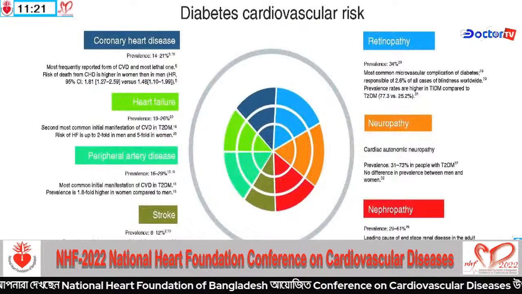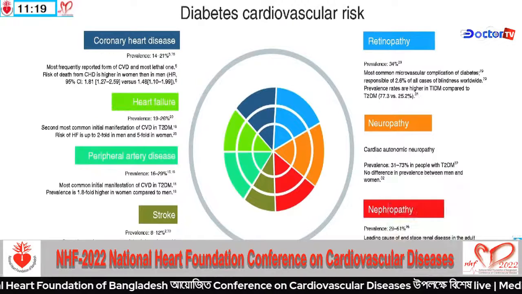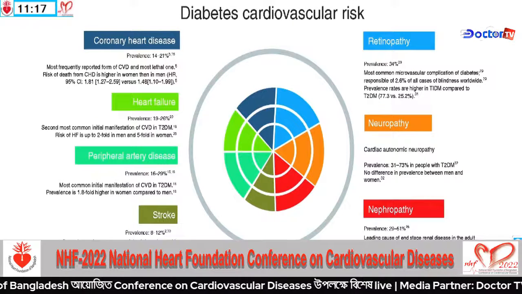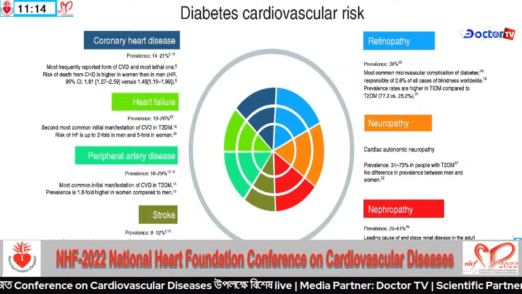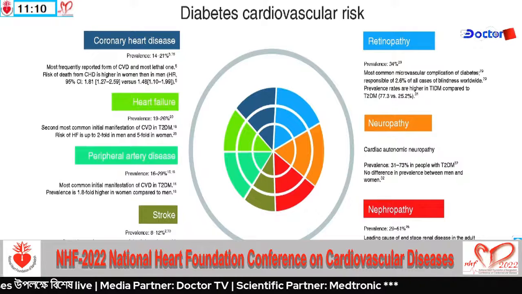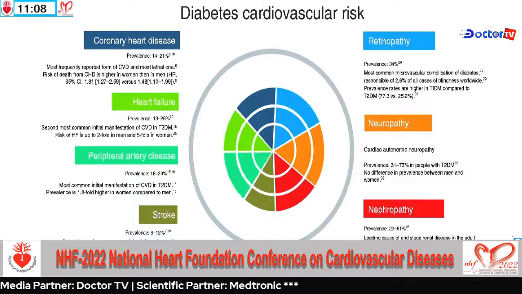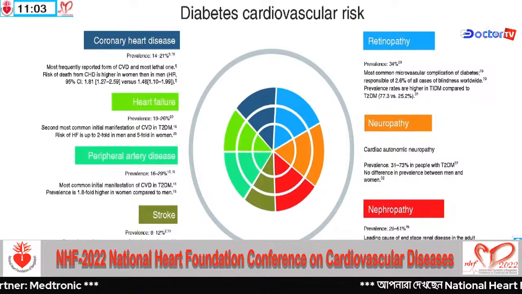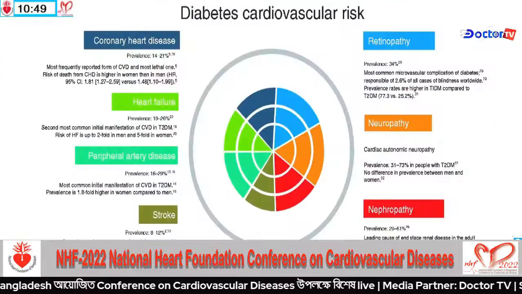Many of the diabetic population carry a lot of risks from a cardiovascular point of view. Regarding cardiovascular risks, coronary heart disease is the major issue and the major cause of death in the diabetic population. Among diabetic people, around 21% have a risk of heart failure along with it. Unfortunately, our women are more vulnerable than men, carrying 2 to 5 fold more risk than male diabetic patients.